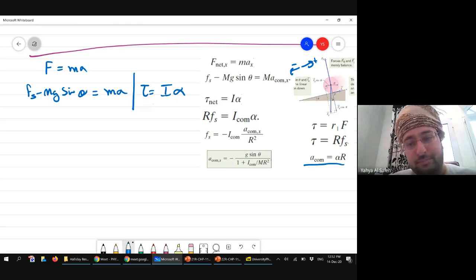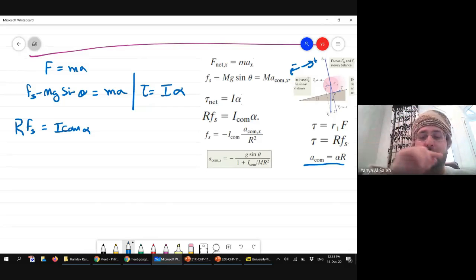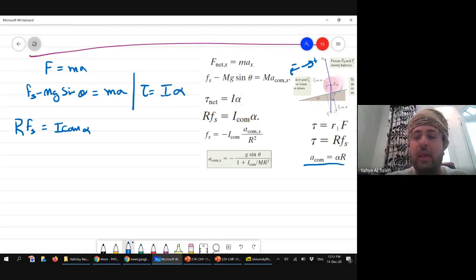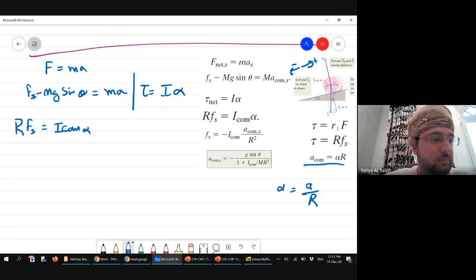Okay, all right. Now, I will keep it Fs. R Fs equals I com alpha. Now here's a question. Alpha is equal to a over R, right? What is the direction of my a? In which direction is it accelerating? Up or down?